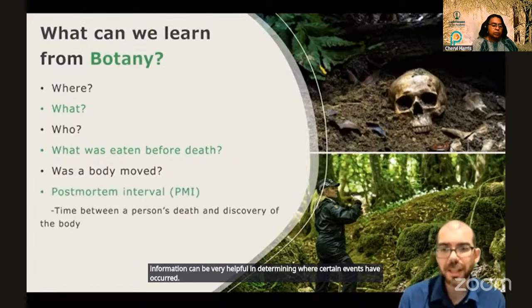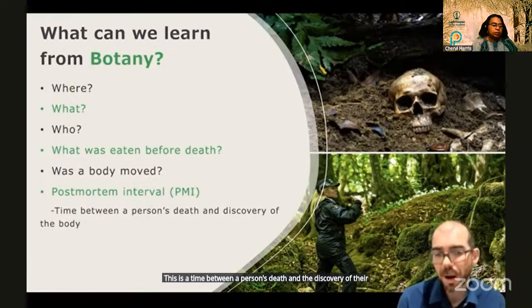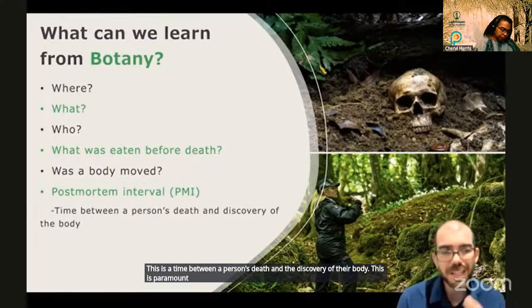We can also calculate what's known as the post-mortem interval, or the PMI. This is the time between a person's death and the discovery of their body. This is paramount information in determining a timeline or a sequence of events.